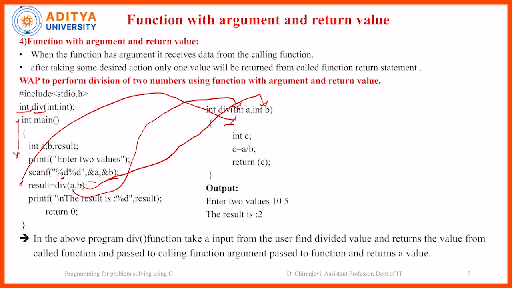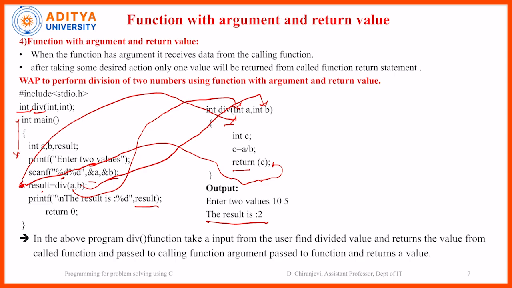But here the function is of return type, so you need to write return c. When you write return c, what will happen? When the execution encounters this return statement, control is immediately transferred back to where it was called. You called this function from this line. So now the value of c is 2, and 2 will be stored in the result variable. That is the return c value. You are printing the result in the next line, so it will print: the result is 2.